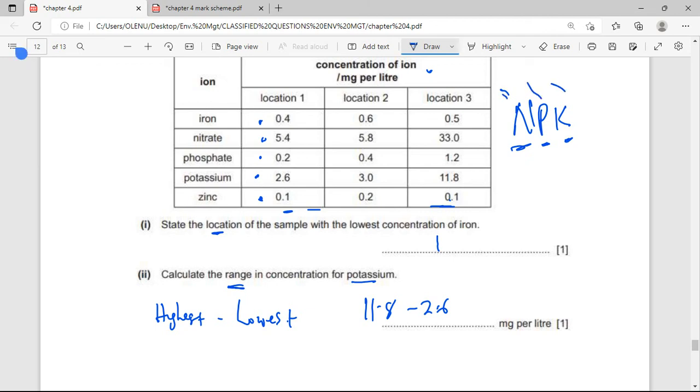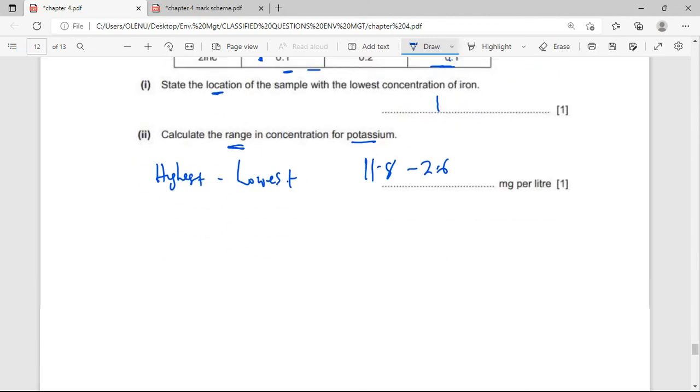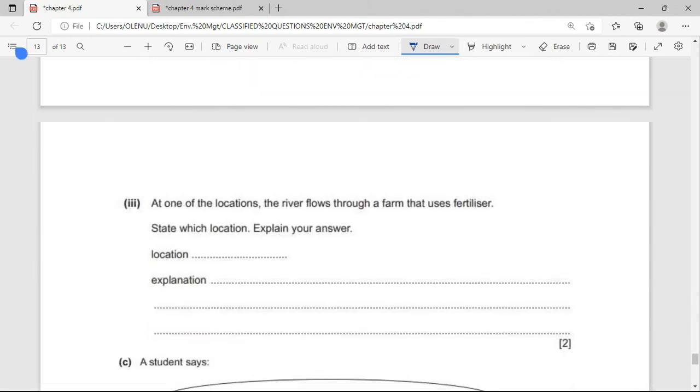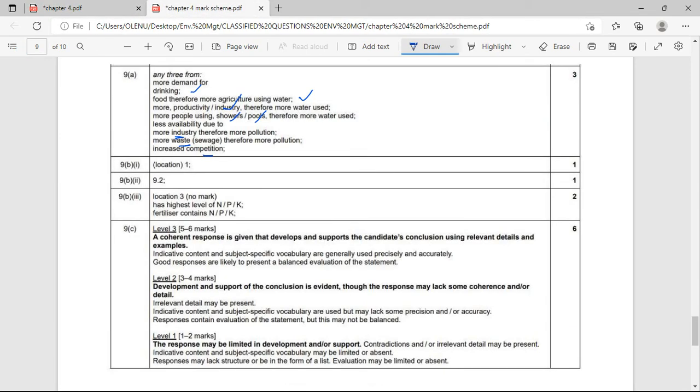Highest concentration of nitrate is this. Highest concentration of phosphate is this. Higher concentration of potassium is this. So location 3 uses fertilizers. Location 3, reason: they have the highest percentage of nitrate, phosphate, and potassium. That's the answer. Let's see. Maybe I'm wrong. Location 3, NPK. Told you. That's it.